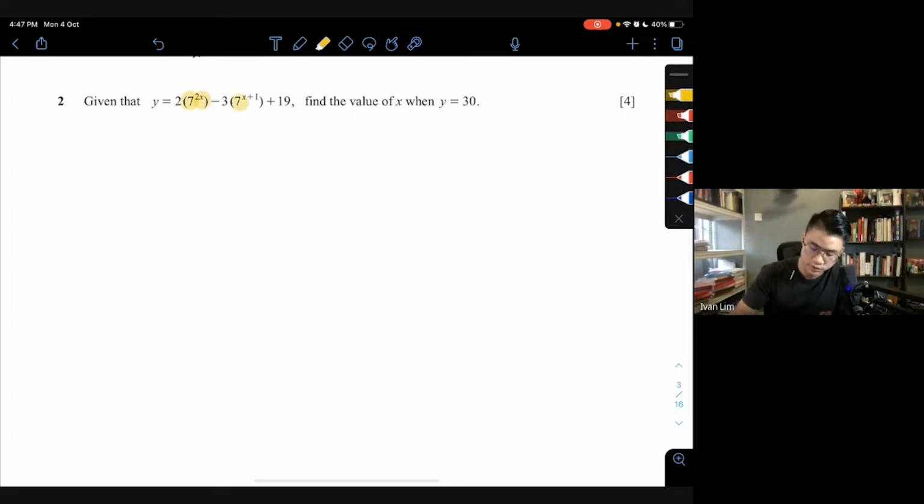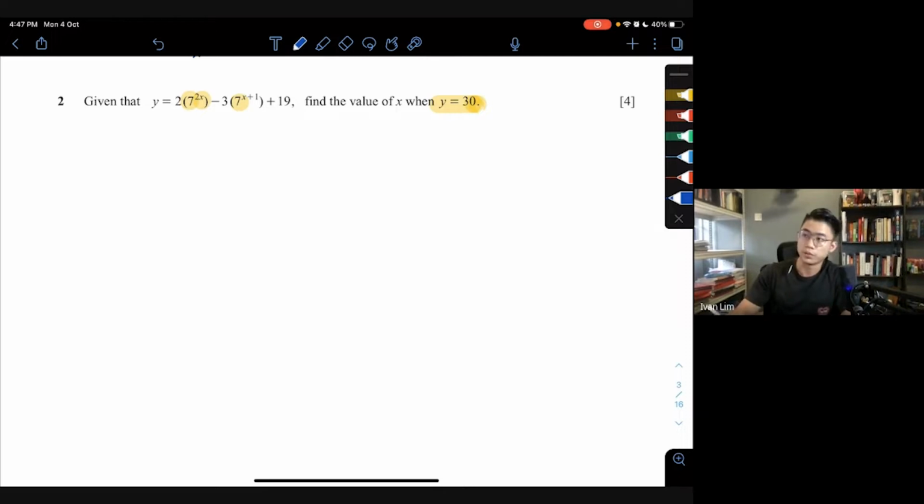There's a 7 to the power of x in the term. One of them is power 2, so it follows the pattern 2, 1, 0. So it's actually a quadratic equation, or you can change it to a quadratic equation. We categorize this as a complex quadratic equation. Don't miss this: they want to find specifically when y equals 30.